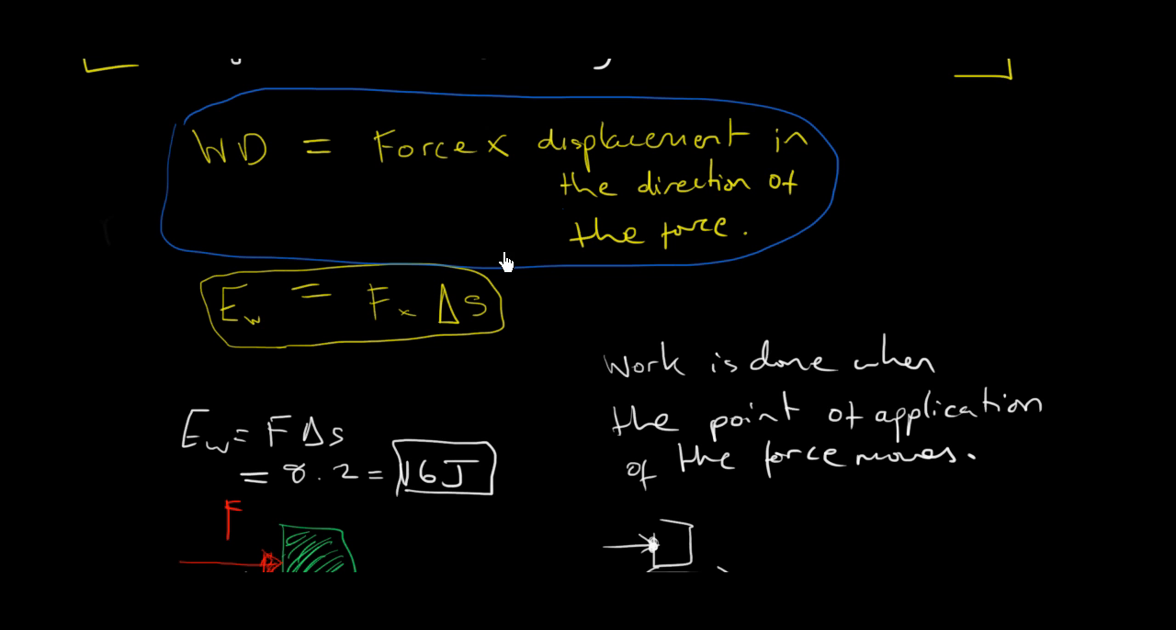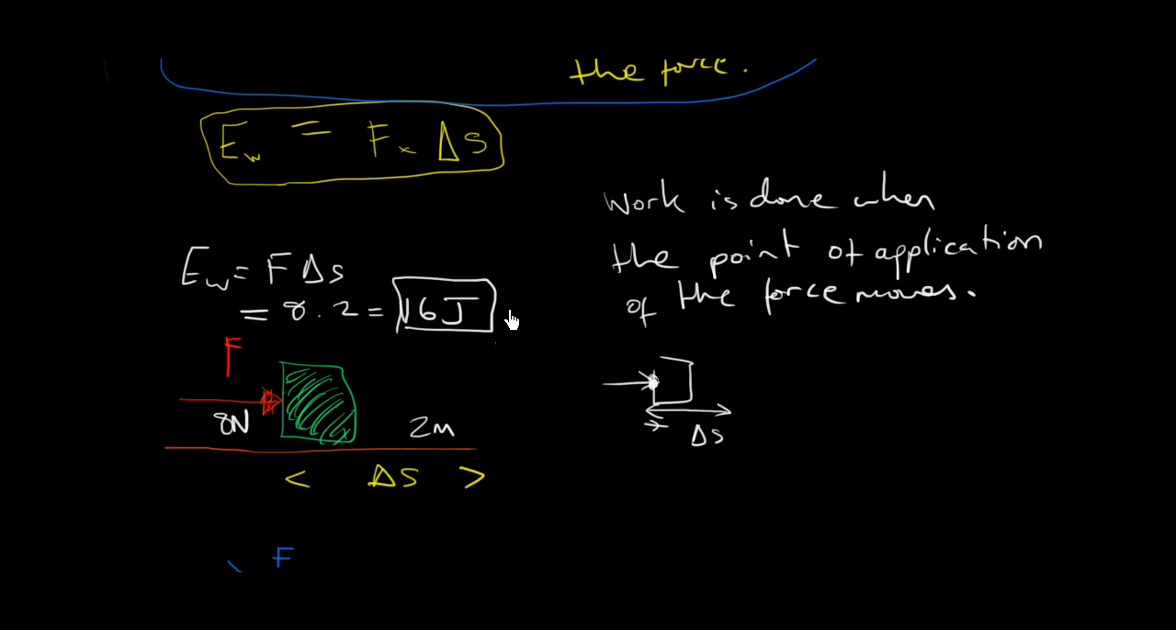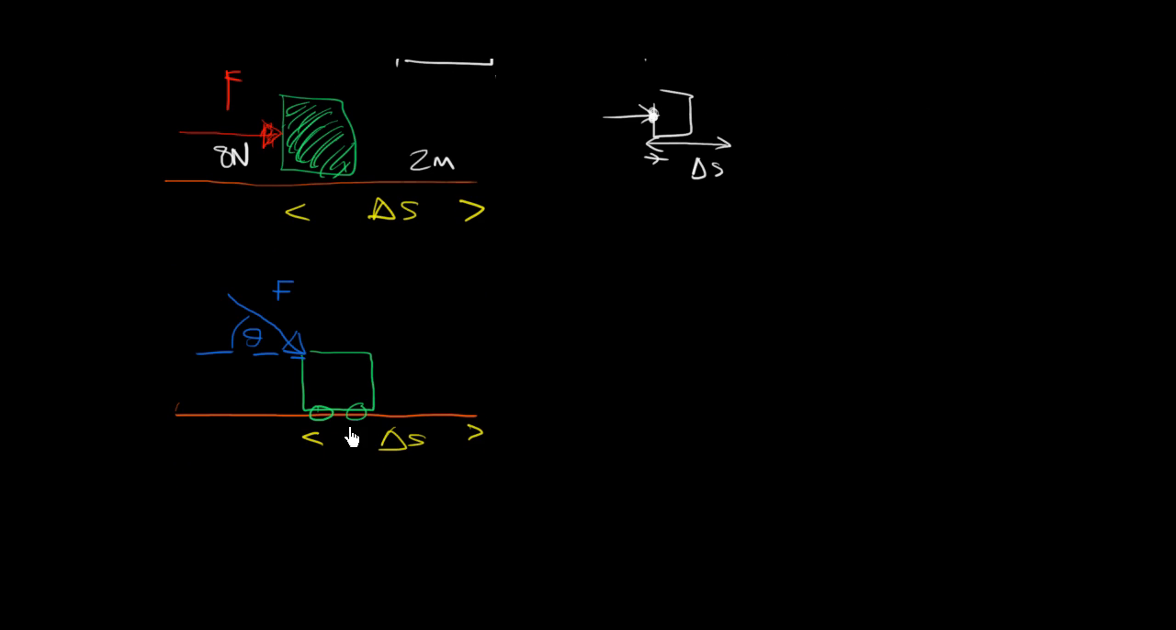In the direction of the force, the displacement in the direction of the force. So the displacement in the direction of the force means that we need to find out how much of this force actually is going along the same direction as the displacement, and then we will know what force acts along that direction, and we can then do our calculation. But right now they're not in the same direction, so we can't really do it.